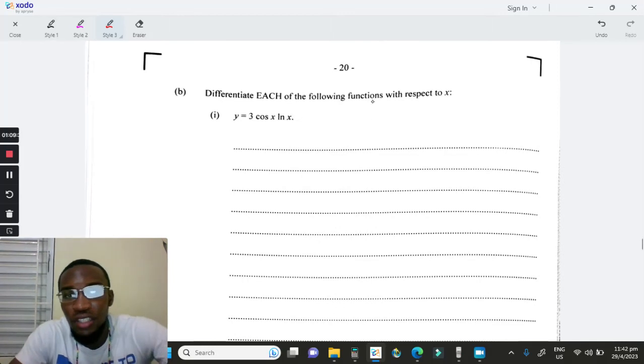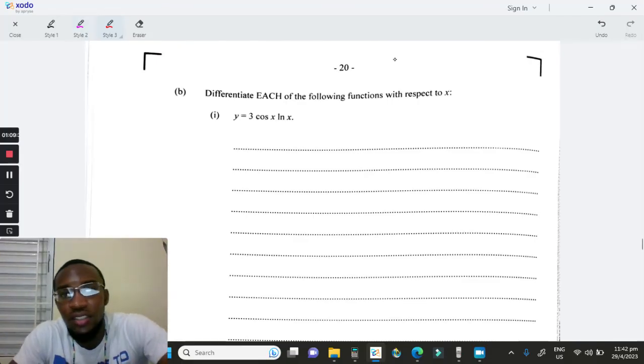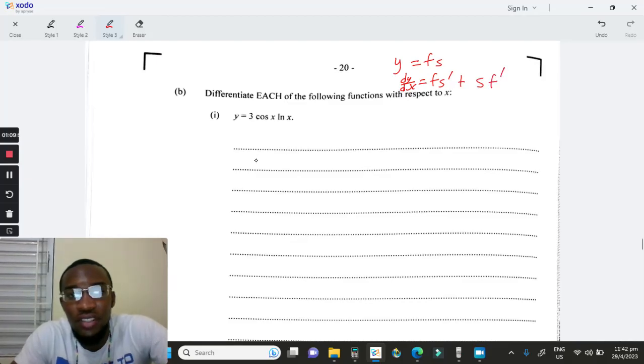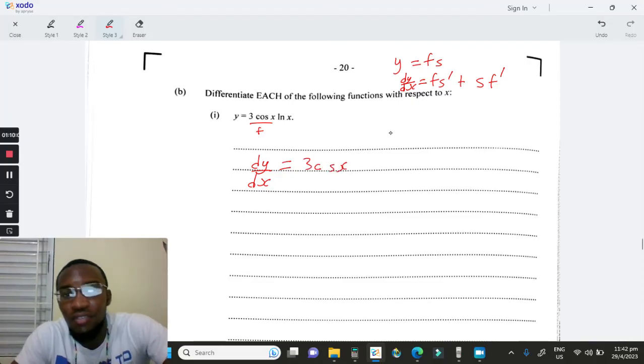Now it says differentiate the following with respect to x. 3 cos x ln x. Now we have to use product rule. Alright, so product rule tells us if y is equal to first function times the second function, then dy dx is equal to keep the first times the derivative of the second plus keep the second times the derivative of the first. So in this case, dy dx equal keep the first. Our first function is, this is our f, 3 cos x. So 3 cos x. And if you want, you can write it somewhere here. So f is 3 cos x.